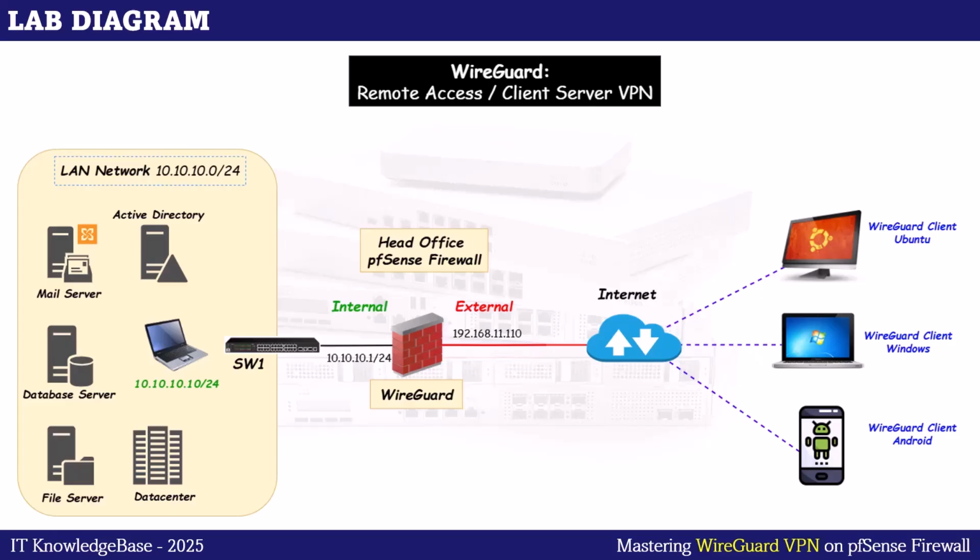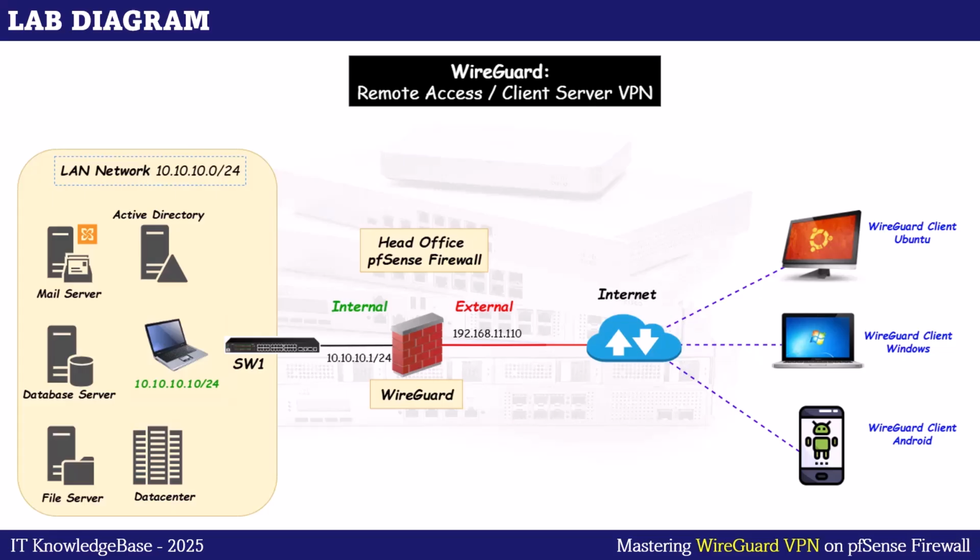Once it's set up, I will install the WireGuard package on this head office pfSense firewall. Additionally, I have a Windows PC on my LAN side with the IP address of 10.10.10.10/24 subnet. I will use this PC to manage my head office pfSense firewall throughout the course. Alright, now let's start building our pfSense lab.